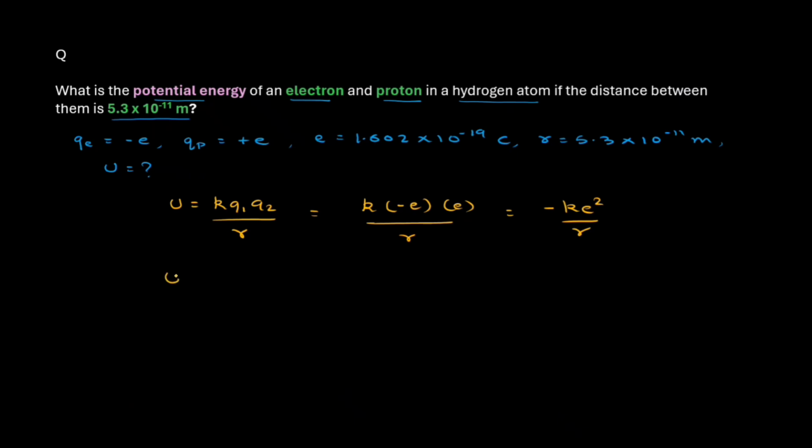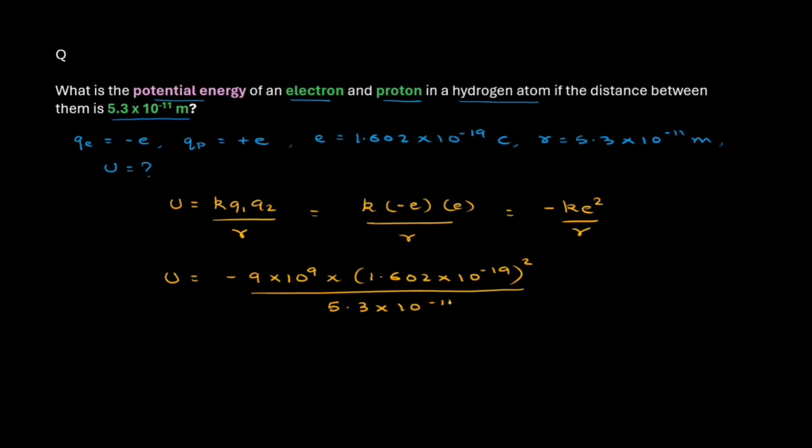Now let's substitute. U will be equal to negative 9 times 10 to the power 9, e is 1.602 times 10 to the power negative 19 squared, over the distance between them, which is 5.3 times 10 to the power negative 11. And when you solve this, you get the potential energy between the two charged particles to be equal to negative 4.36 times 10 to the power negative 18 joule.